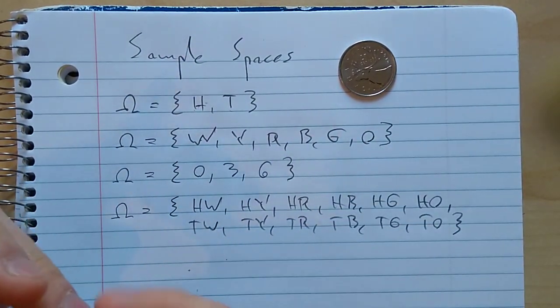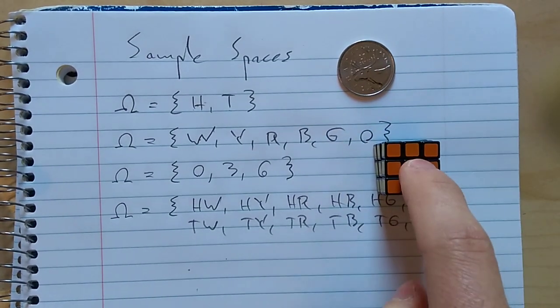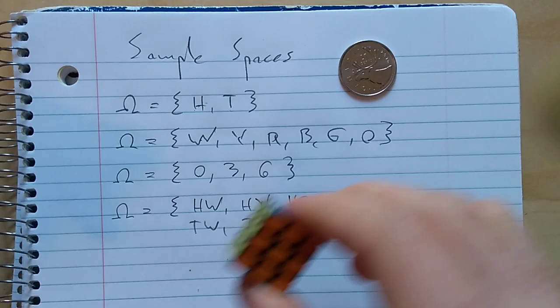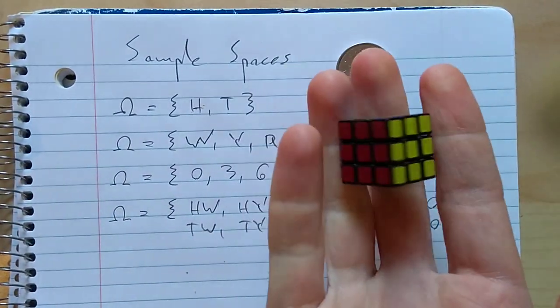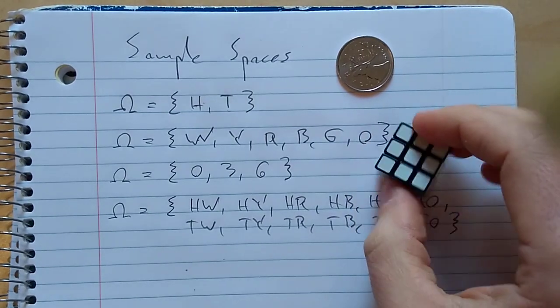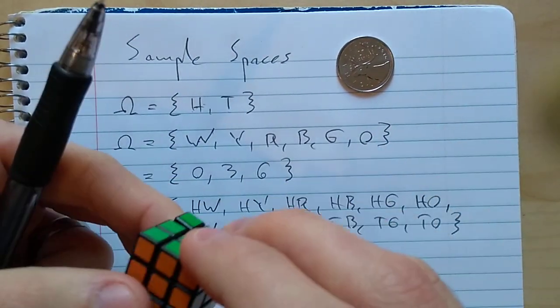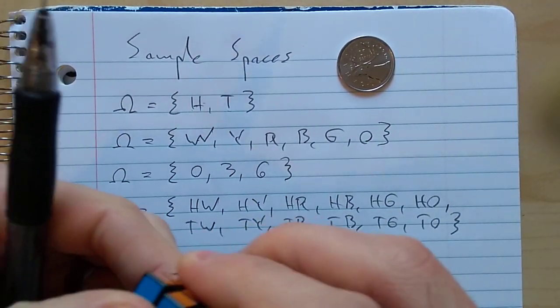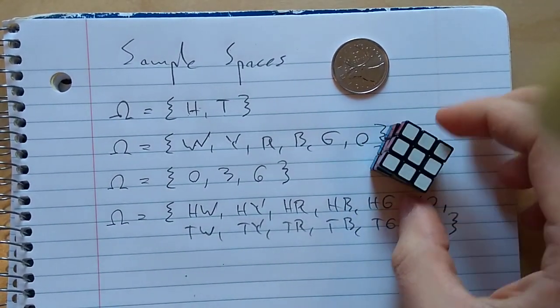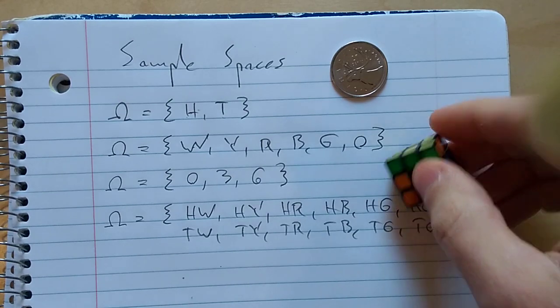If what I'm doing is counting the number of orange squares that you see, as we saw in our example, well, if I didn't change the Rubik's Cube at all, my sample space would just have 0 and 9. And when I did this, now I think about all the possibilities for the number of orange squares that could come up. I have 0, 3, and 6.